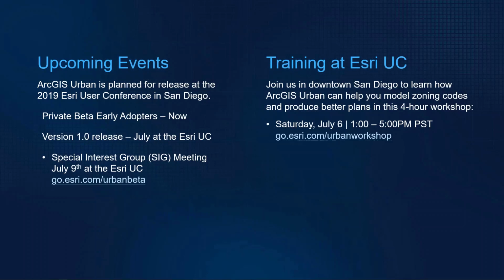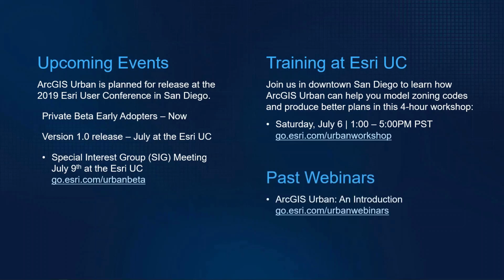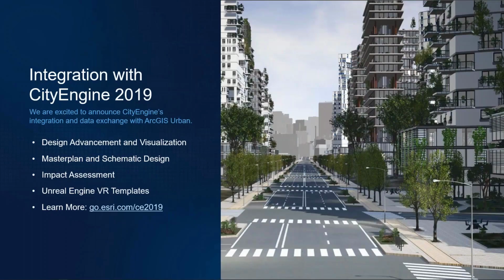We're also continuing our early adopter program between now and the user conference, and I'll provide some information in a bit if you'd like to already jump in and try out Urban. There's also an opportunity to get guided hands-on training for ArcGIS Urban. We will be holding a 4-hour workshop July 6th, which is the Saturday before UC. And we also have a past webinar if you'd like to go in and learn a bit more about the tools and the capabilities.